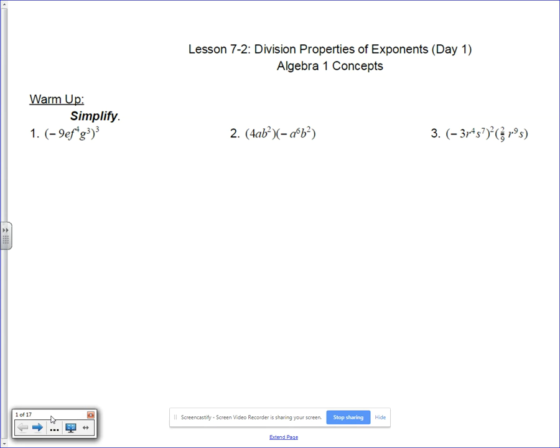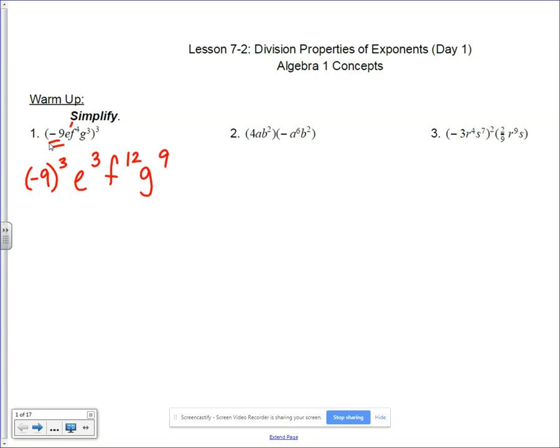Take a look at number 1. Which type is it? Does everybody see the outside power? Okay, what do we do with coefficients and the outside power? Raise them up. So this will be -9 to that 3rd power. What do we do with exponents on an outside power? We multiply them. So what does this e have on it right now? A 1. So 1 times that outside 3 makes 3. What about your f's? And what about your g's?